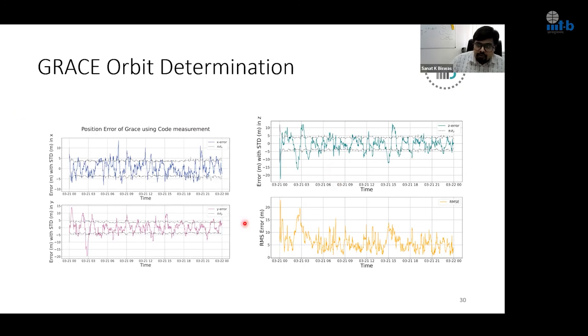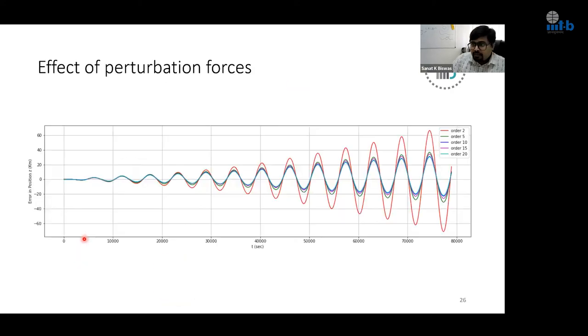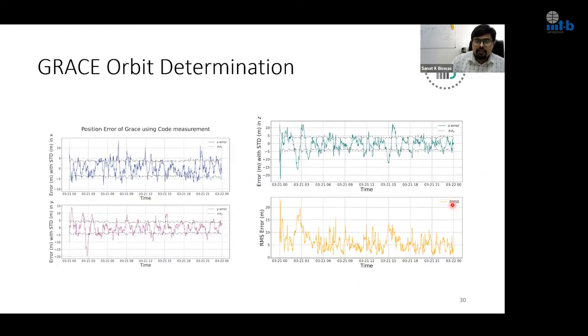So there, if you look at X, Y, and Z axis and the RMS error, right? The dotted line is basically the standard deviation that we have, and the blue line is the error, right? So within 5 meters here, take a look. Here we had around 20 kilometers if we do only propagation. And here, using extended Kalman filter, we can find the error within almost 5 meters. However, we are not very happy with that as well, right?